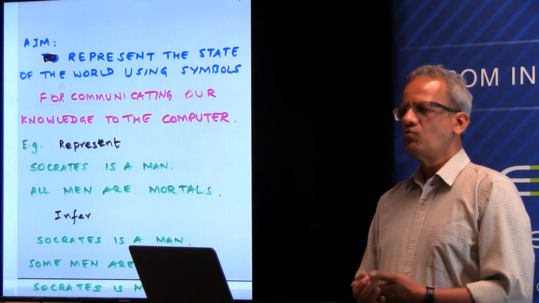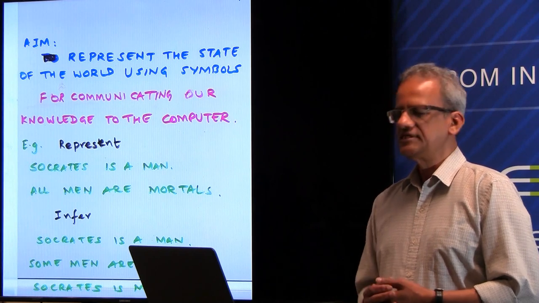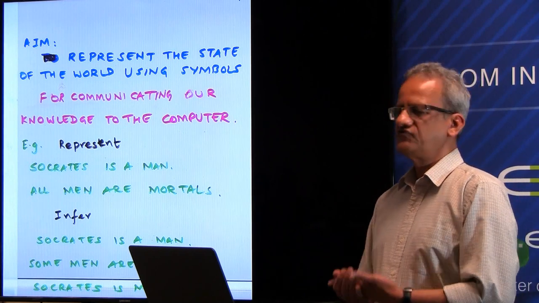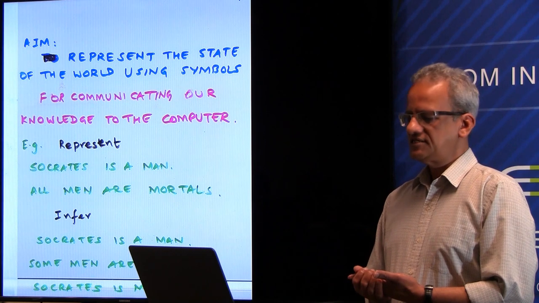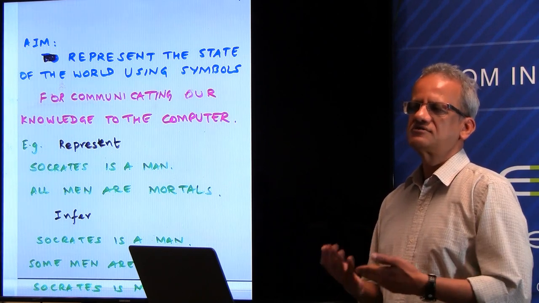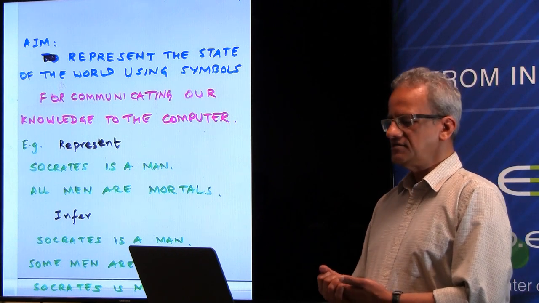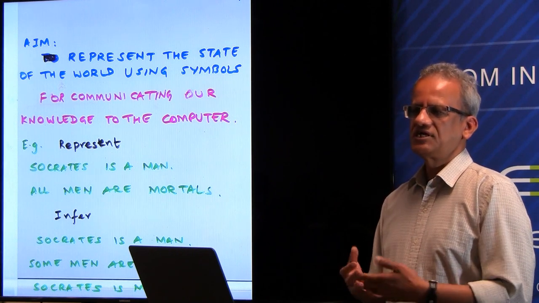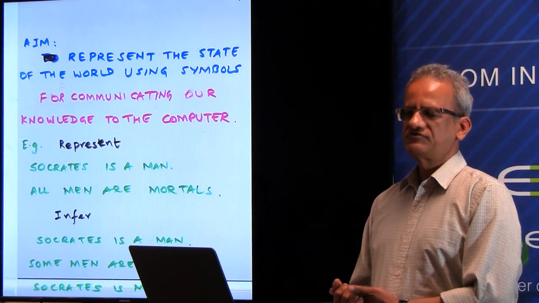And then what is much more involved is something like, take the first two sentences and then infer that Socrates is mortal. This requires us to combine the first and the second sentence.